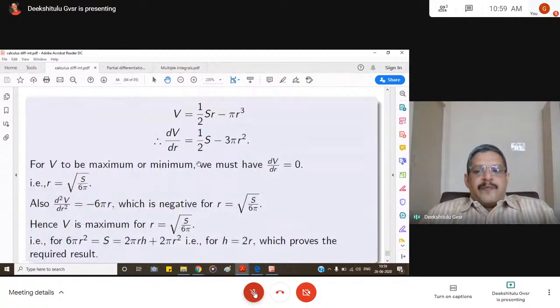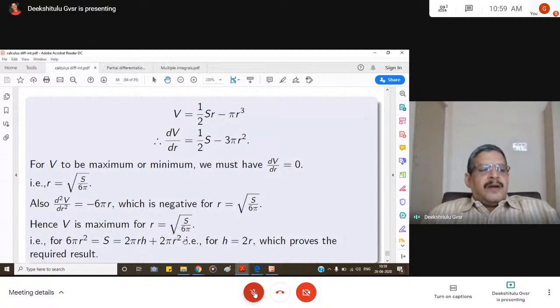For maximum or minimum, to arrive at the conclusion, find the second derivative, d square V by dr square. s is a constant, the surface is constant, so this becomes 0 minus 6 pi r. Here r is the radius, it is always positive, it cannot be negative, and 6 pi is a positive constant, so it is always negative. Minus 6 pi r, because r is always positive, it becomes always negative. So whenever the second derivative d square V by dr square is negative, what do we get? V is maximum for r equal to square root of s by 6 pi, which proves the required result.